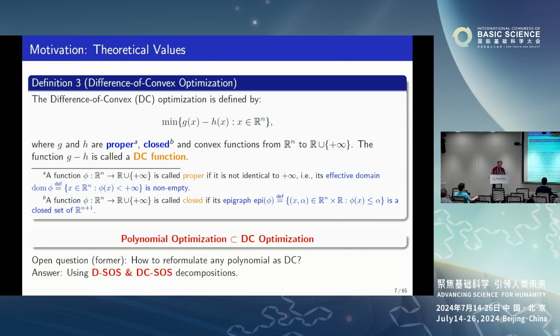As a result, any polynomial optimization is a special case of DC optimization, as the function is infinitely differentiable for g and h. But the question is how to write any polynomial as a DC function. For a long time it was an open question, but right now it is no longer open based on our study, because we can use D-SOS and DC-SOS decomposition techniques as a very robust way to generate infinitely many decompositions.